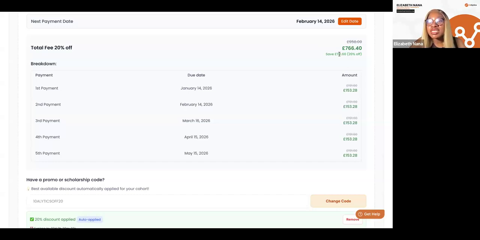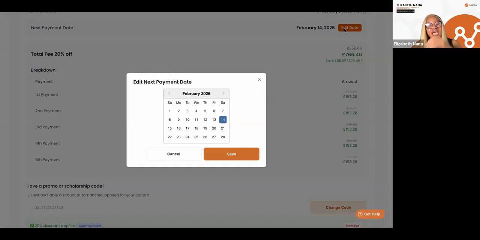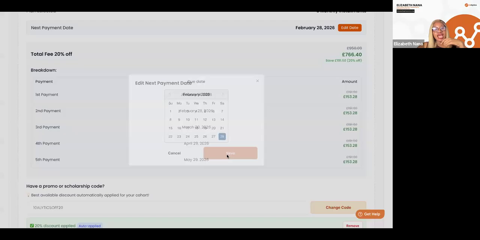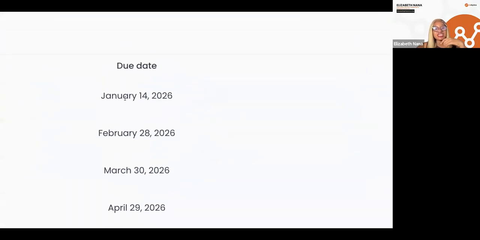All right. Now you see the next payment date here, and it's telling you that, oh, if you make payment today, 14th of January, the next time you'll be making payments is 14th of February. Now, what happens if you think about it and you say, I don't get paid on the 14th of February, I actually get paid on the 28th of February? All you have to do is edit the dates. So you can select the 28th of February and save it. And you see that automatically it edits the following dates for you.